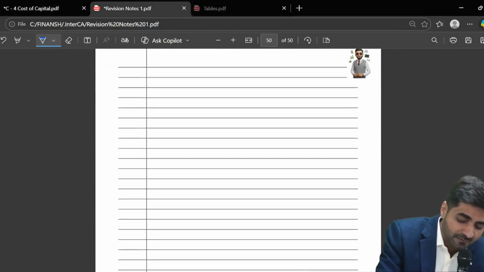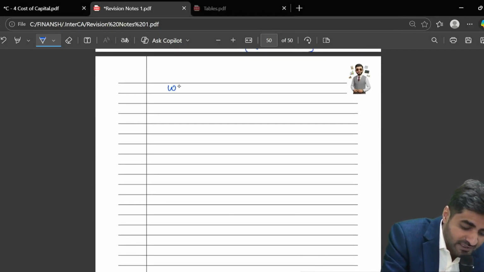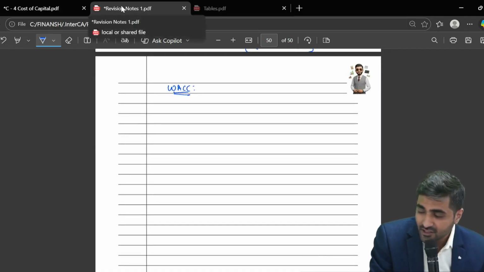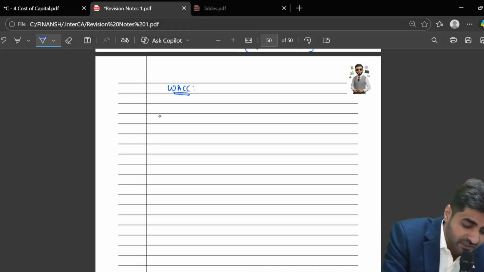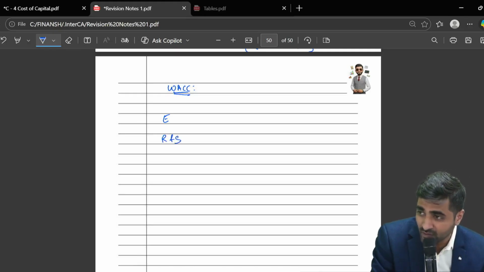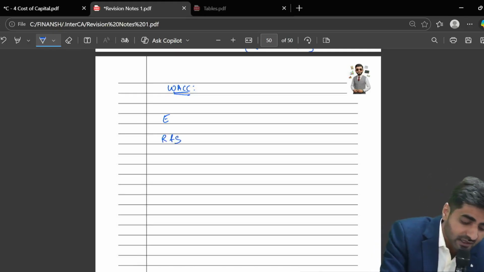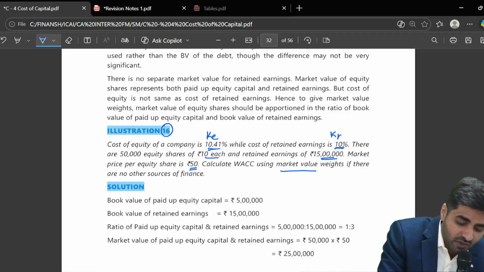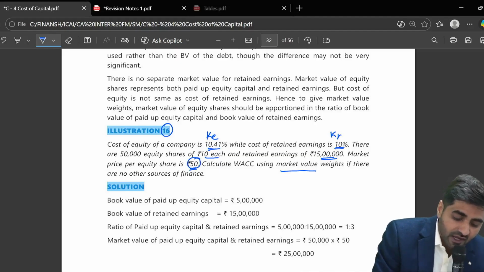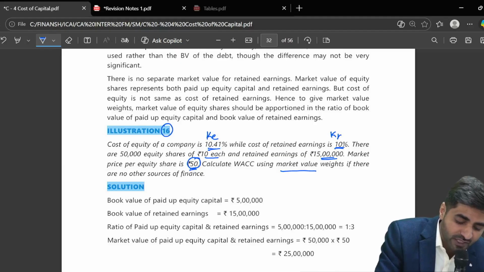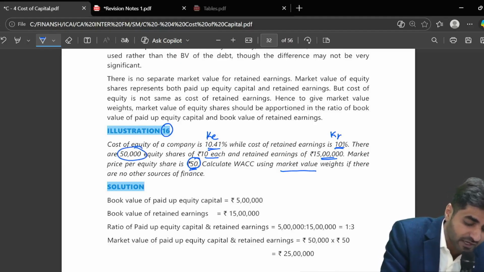Now please tell me, to calculate your WACC using your market value weights, we will have to take into consideration your equity and also reserves and surplus. Both these things are going to be there, equity as well as your reserves and surplus. Can you please give me the market value of equity? Can you just check what the market price of the share is? 50. And what are the number of equity shares? There are 50,000 equity shares.